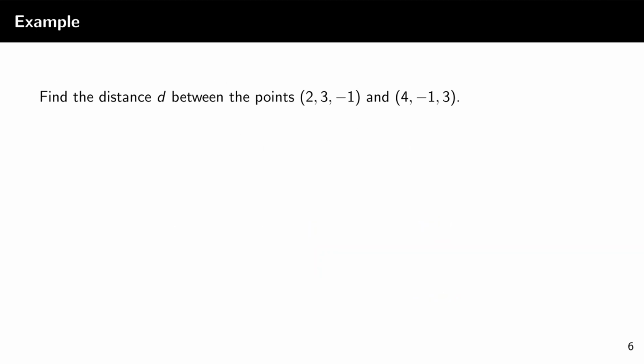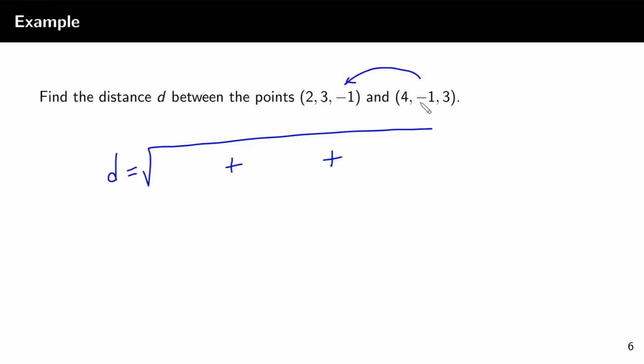Okay, let's look at an example. Find the distance d between the points (2, 3, negative 1) and (4, negative 1, 3). So let's use the formula. So d is equal to the square root of the sum of the squares of the differences of the coordinates. You can go from here to here, and write 4 minus 2, negative 1 minus 3, and then 3 minus negative 1. Or you can go towards this direction. You will get the same distance, since naka-square naman yung mga sinusubtract natin.